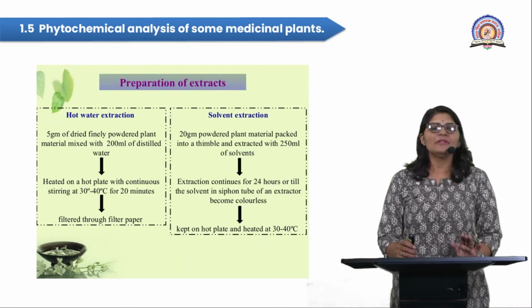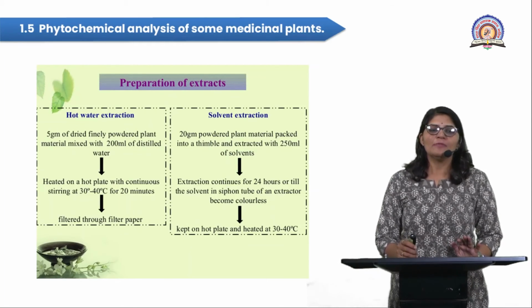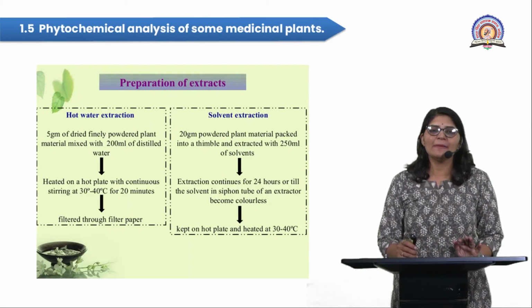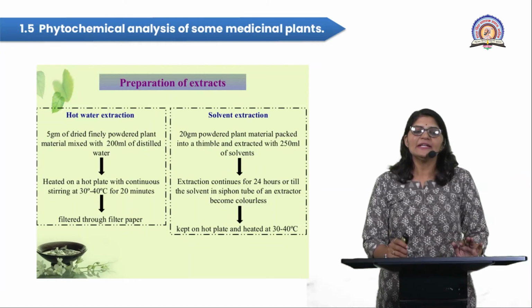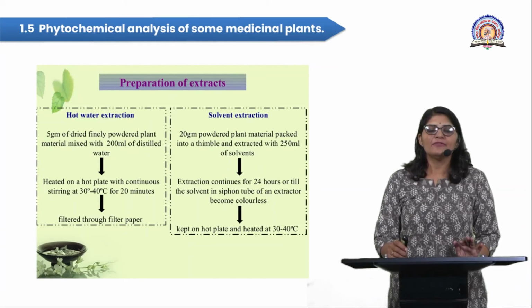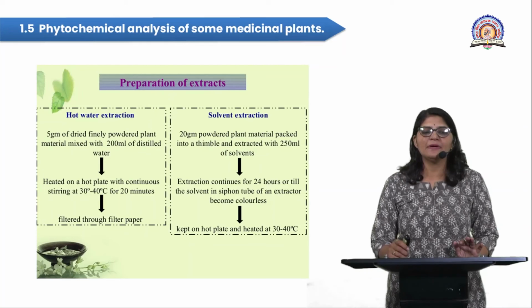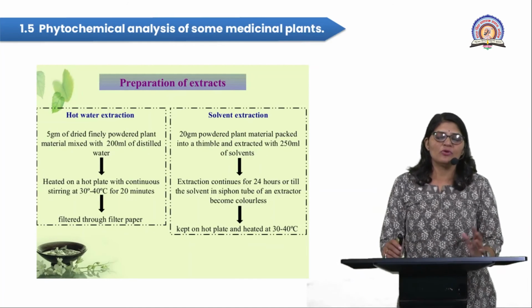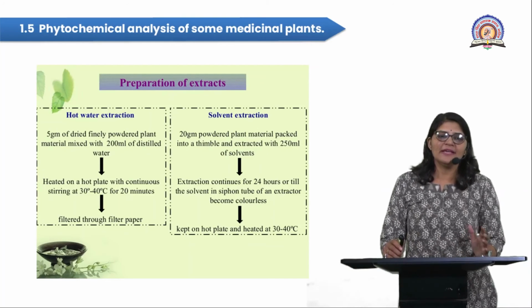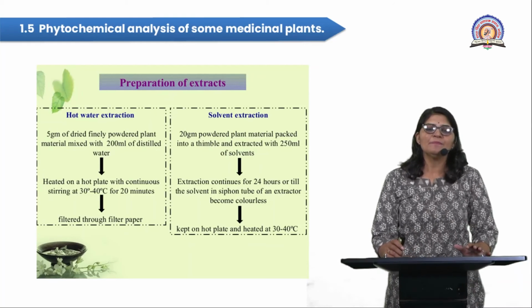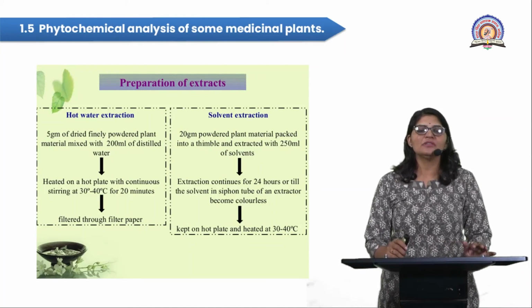Take 5 grams of the dried fine powder of the plant material, and mix this powder with 200 ml of distilled water, then heat it on the hot plate with continuous stirring at 30 to 40 degrees for 20 minutes. After that, filter it through filter paper, and the water extract is formed.